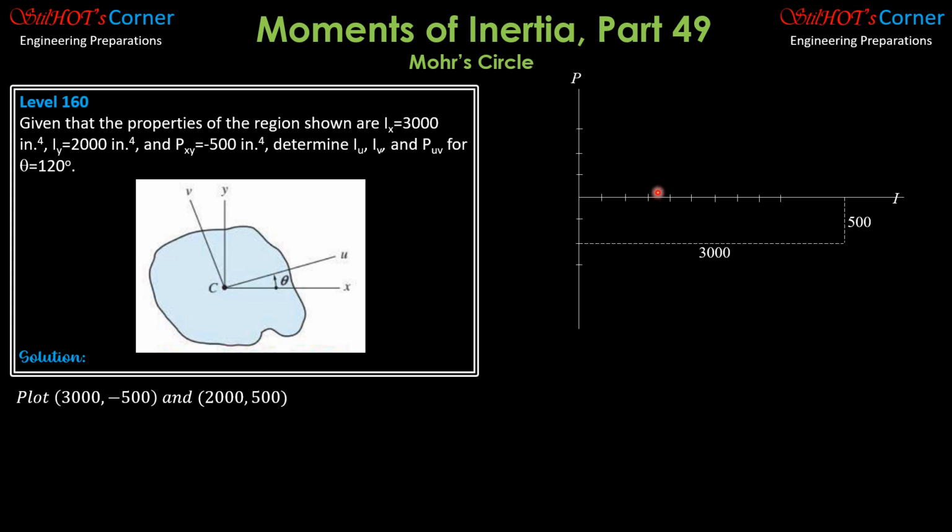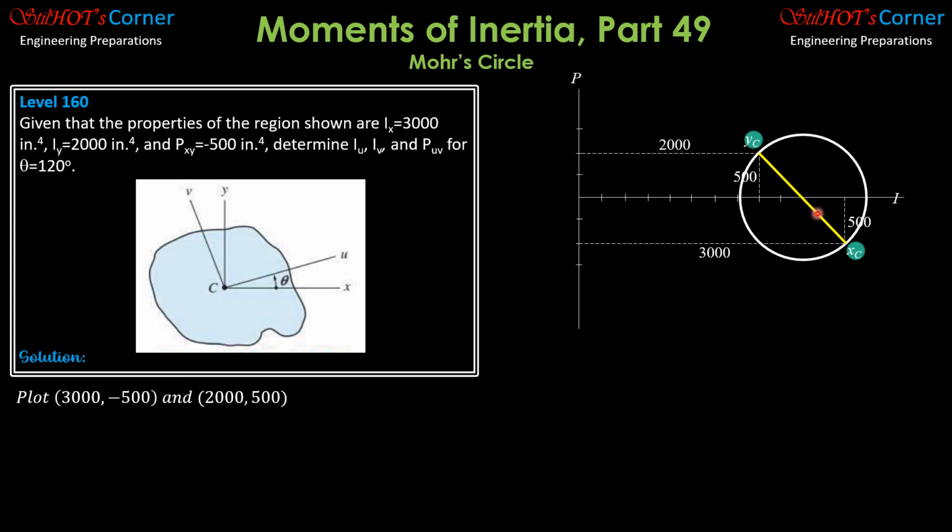Then the other partner, 2000: 1000, 250, 500, 750, 2000. So here 2000, then positive 500. Then this is the first point plotted. This is the x sub c axis. This is the y sub c axis, or centroidal axis. And that's the diameter. This is the x sub c, y sub c.